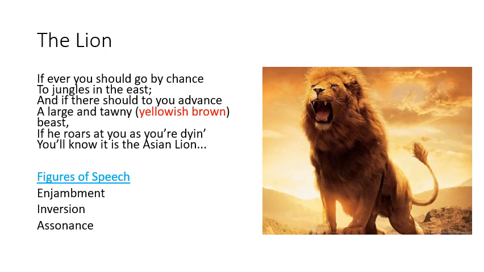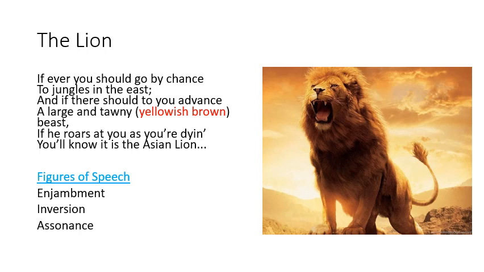Now coming to the figures of speech used here. First, enjambment. It means continuation of a sentence to the next line. As here you can see, if there should to you advance a large and tawny beast. Inversion. It means change in the format of a sentence. Like, if there should to you.